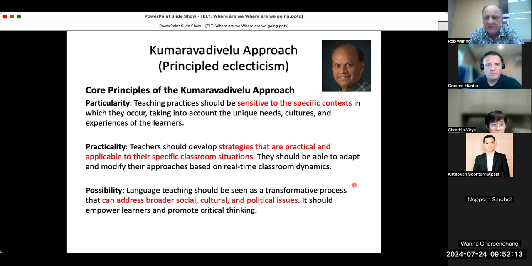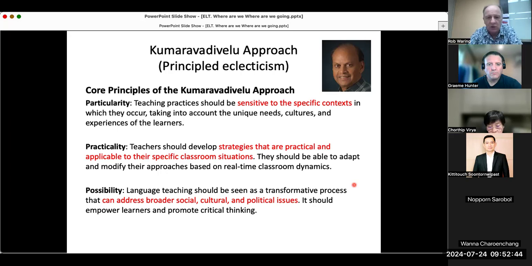I'm not going to go through it in detail. Please spend some time having a look at it. And this particular approach is the one that resonates the most with me, because it's the most inclusive of all of those points I mentioned before. So he talks about being sensitive to specific contexts, developing strategies that are practical and applicable to specific classroom situations. It's a very flexible approach, and also takes into account social, cultural, and political issues.